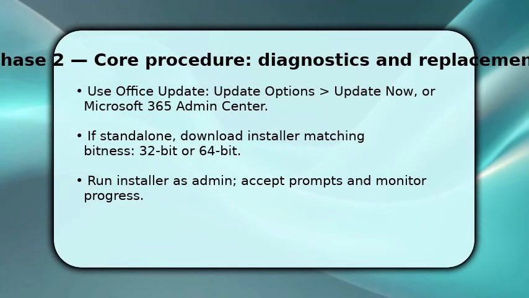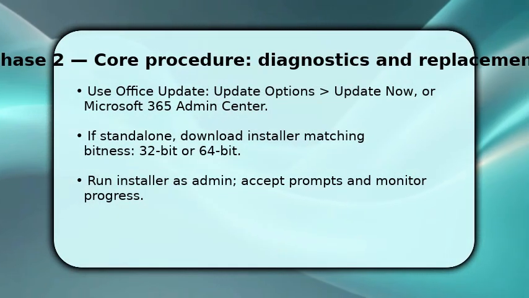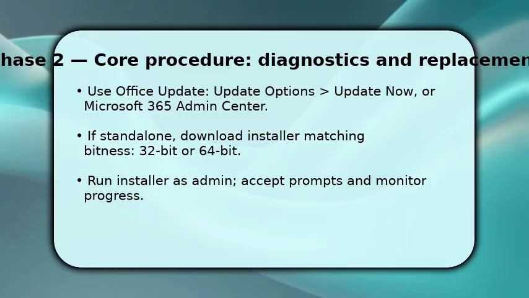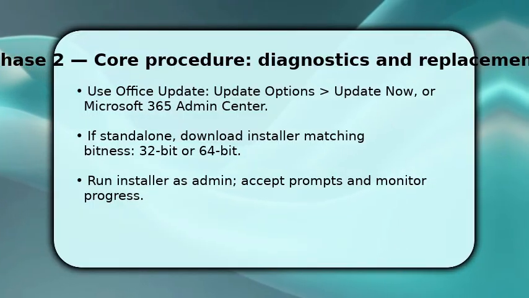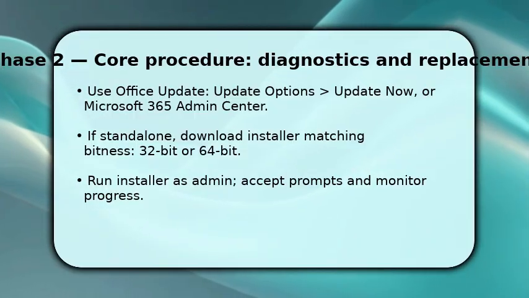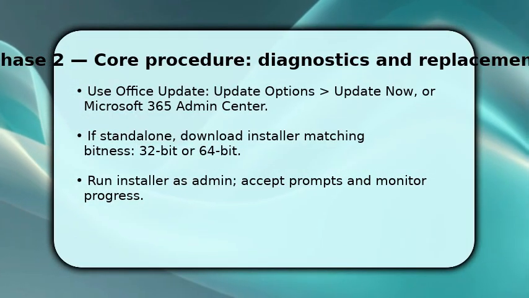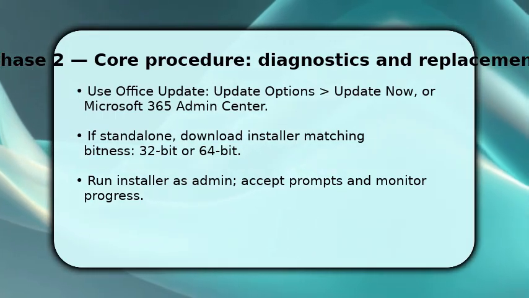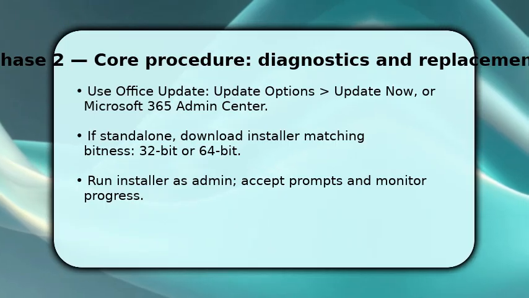You move into the main install. Open Update Options and choose Update Now so Outlook pulls the latest build automatically. This handles dependencies. If you use a standalone Outlook, download the correct installer for 32-bit or 64-bit to avoid compatibility issues. Once the installer is ready, run it as administrator. This prevents permission failures and follow on-screen prompts.